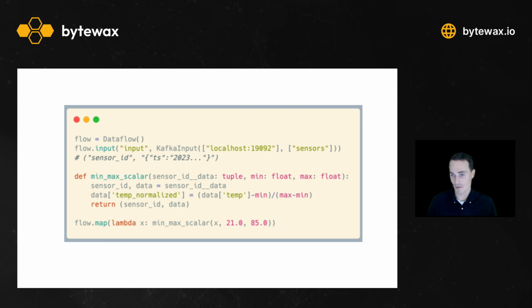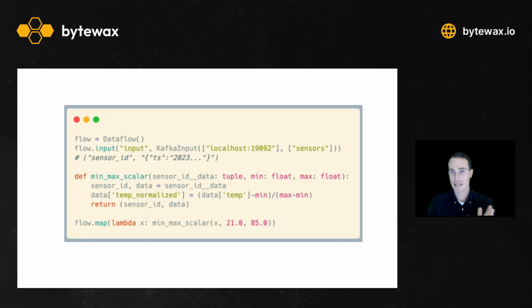The next thing we've got going on here is our normalization. So we're doing a min-max scaler, and that's happening within a map operator. So we pass the Python code, which is this function min-max scaler, to the map operator. And here we're giving it the minimum and maximum of 21 and 85, which is predetermined in our case. But in some instances, you'll have to estimate this or somehow predetermine what it is.